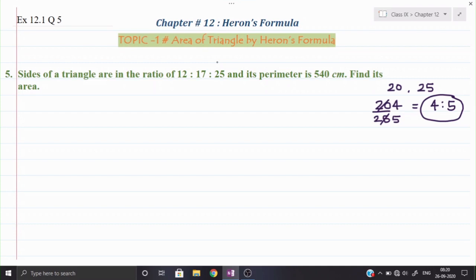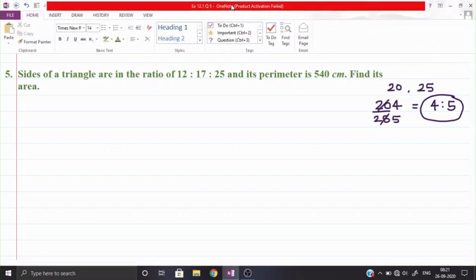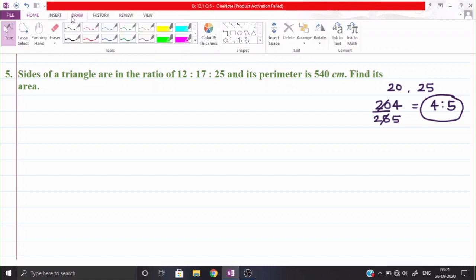Here you see in the ratio 4:5, I had divided by 5. So 5 was the common multiple. If I again multiply 4 and 5 by 5, I will get 20 and 25 again. So in a ratio, if you multiply by the common multiple, you will get the actual numbers, or the sides of the triangle in the case of triangles. Here in the example I know the common multiple, but in the case of the ratio of the sides of the triangle that I have been given, I don't know the common multiple.